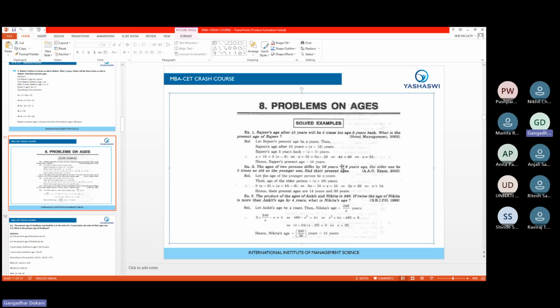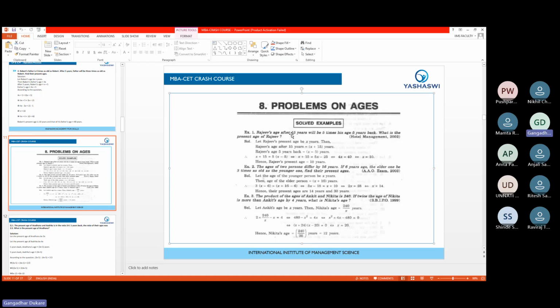So the value of x is 10, that is 4x equals 40. The value of x equals 40 divided by 4, that is 10. When you write down all these parameters in the equation, it will be easy to find out the age.